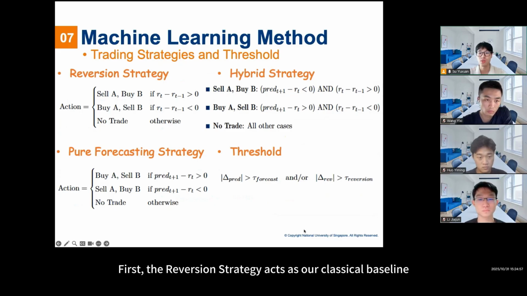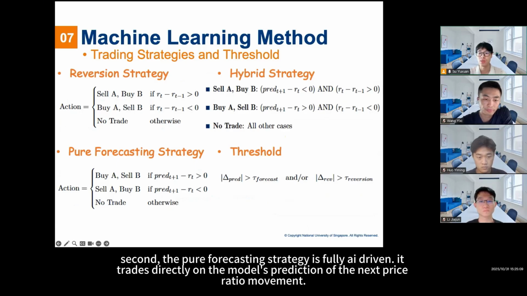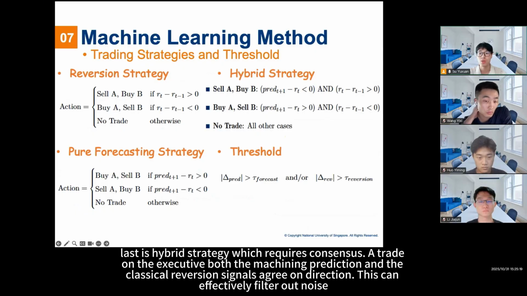To execute our machine learning forecast, we designed 3 distinct trading strategies. First, the reversion strategy acts as our classical baseline. It triggers a trade based solely on the last price move, betting on immediate mean reversion. Second, the pure forecasting strategy is fully AI driven. It trades directly on the model's prediction of the next price ratio movement. Last is the hybrid strategy, which requires consensus. A trade only executes if both the machine learning prediction and the classical reversion signal agree on direction. This can effectively filter out noise.